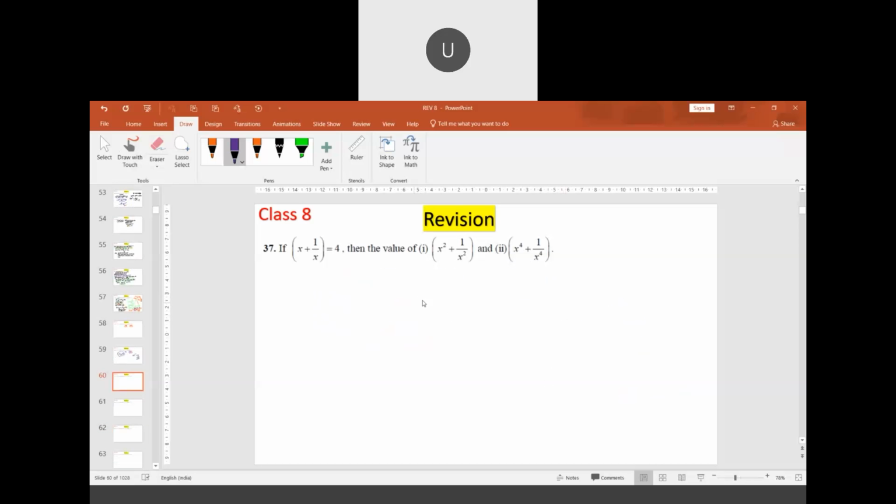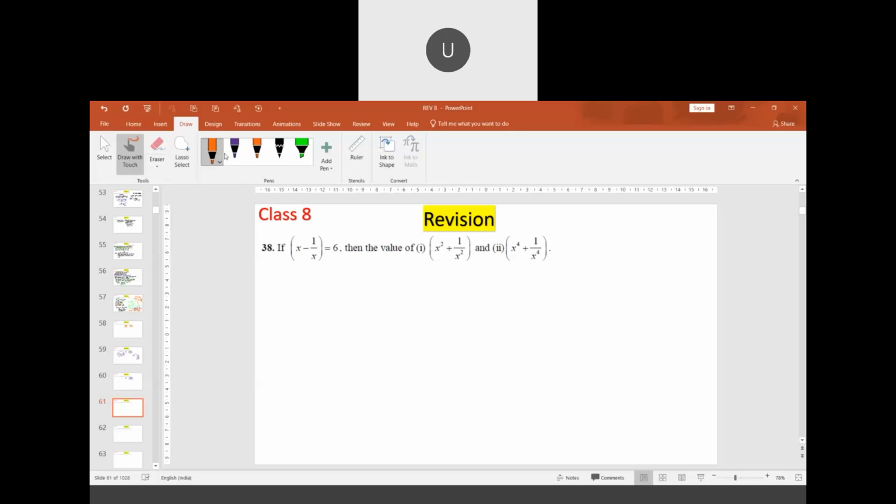This also we can tell the answer directly now. It's very easy. 14 is the answer. For this, 14 square is 196. 196 minus 2 is equal to 194.